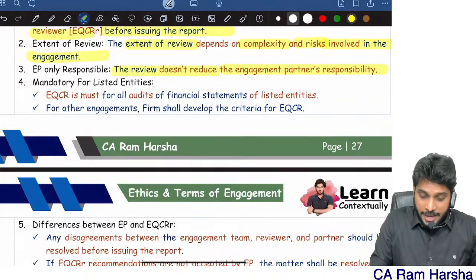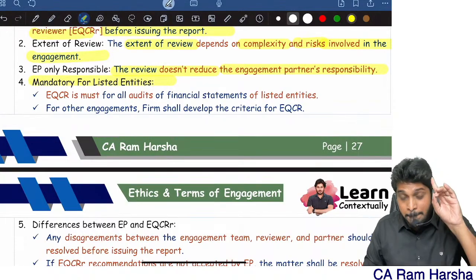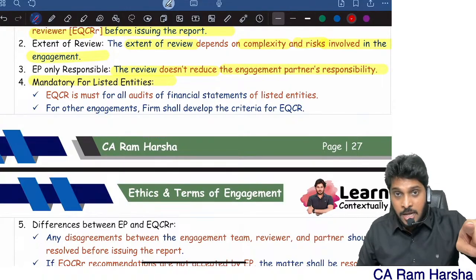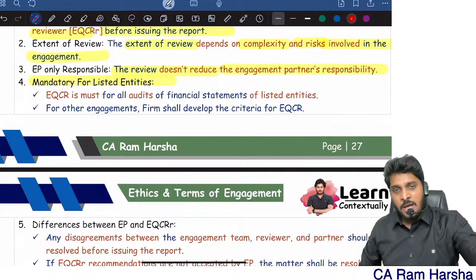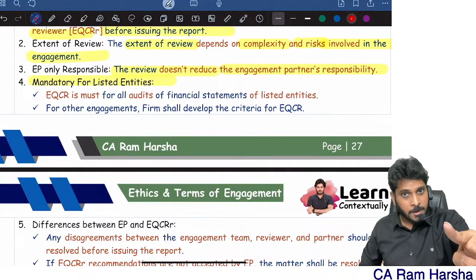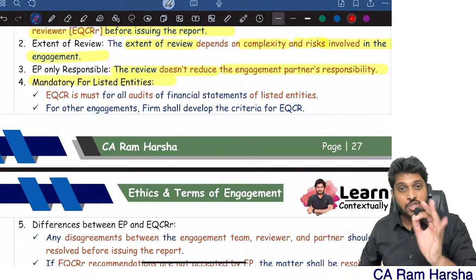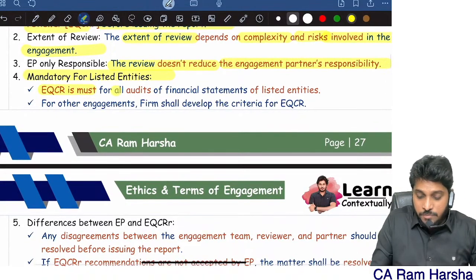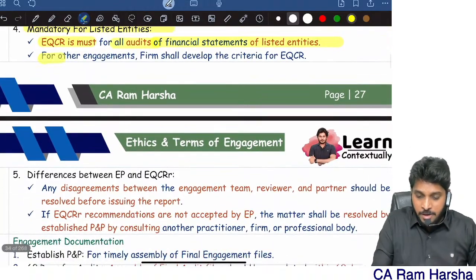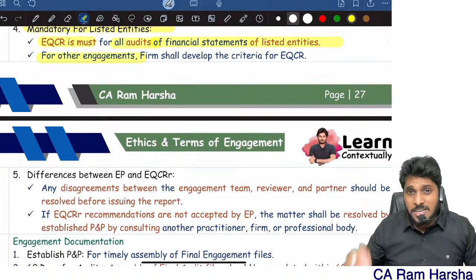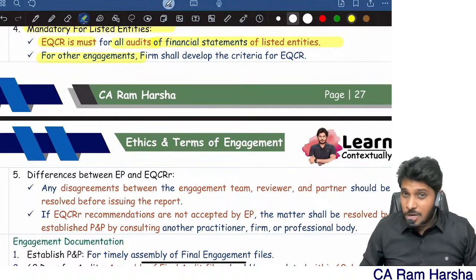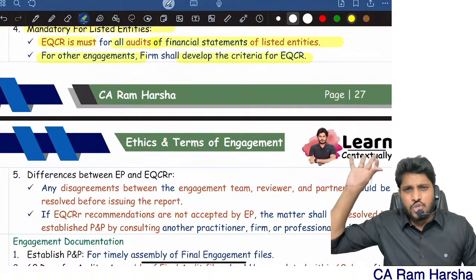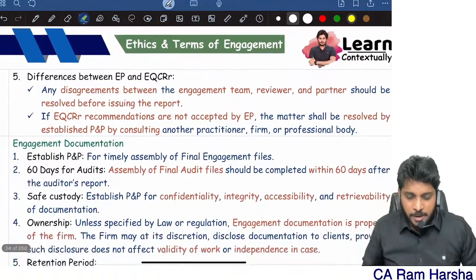Now remember, engagement quality control review is mandatory for audit of listed entities. Which engagement? Audit. For which clients? Listed clients. If a firm is doing an audit, then the partner shall not issue the audit report without completing the engagement quality control review. So EQCR is a must for all audits of listed entities. For other engagements, such as non-listed company audit or review engagements, whether a quality control review is there will be the firm's choice. The firm will develop the quality control review criteria.